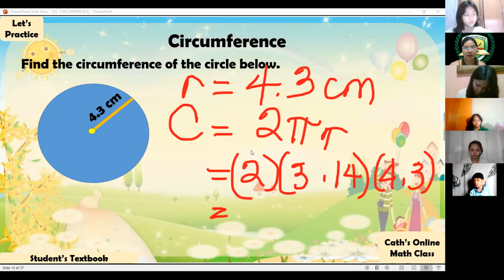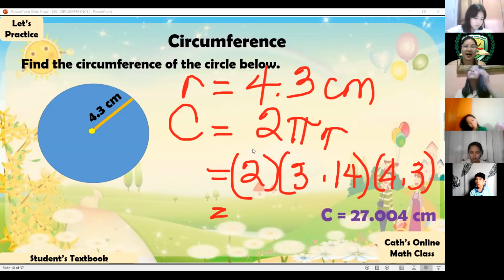O, sige, what is our product? 27.004. Okay, so, tama, 27.004 centimeters. Yun lang yun. Lahat ba kayo pare-pareho? Yes, yun lang yun. Centimeter ng circle.